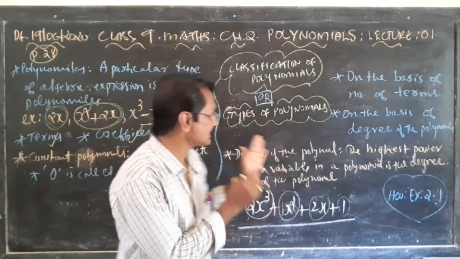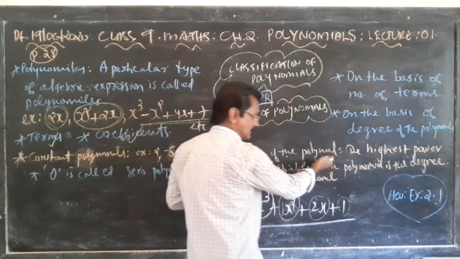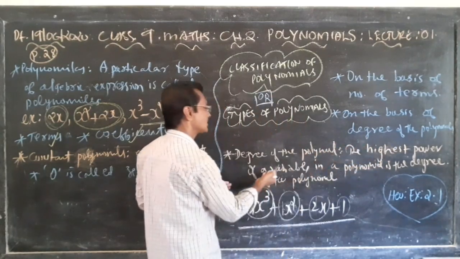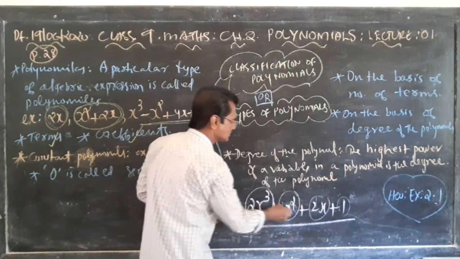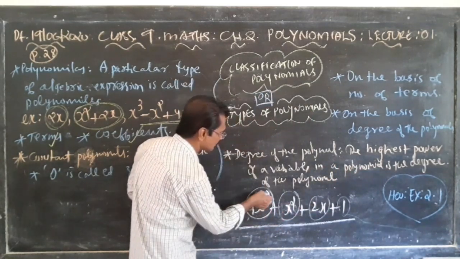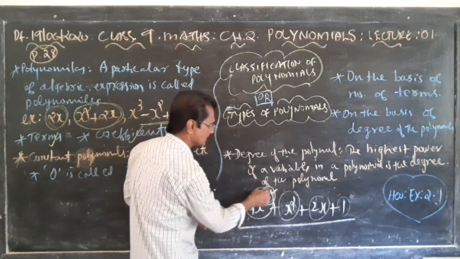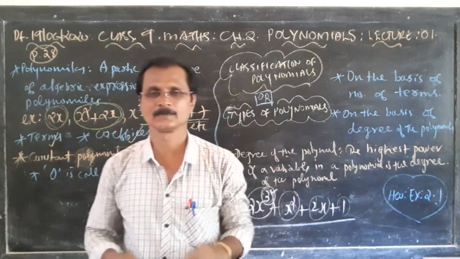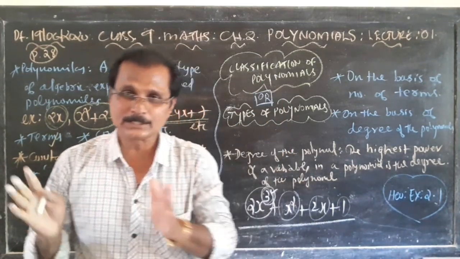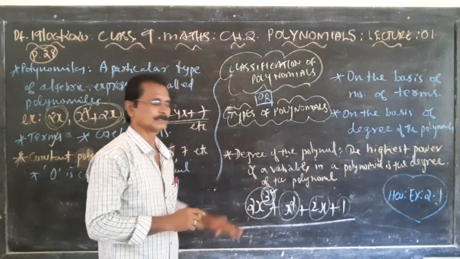The definition clearly states that the degree of a polynomial is the highest power of the variable in the polynomial. Now, here the powers are 1, 2, 3. The highest power is 3. So the degree of this polynomial is 3.